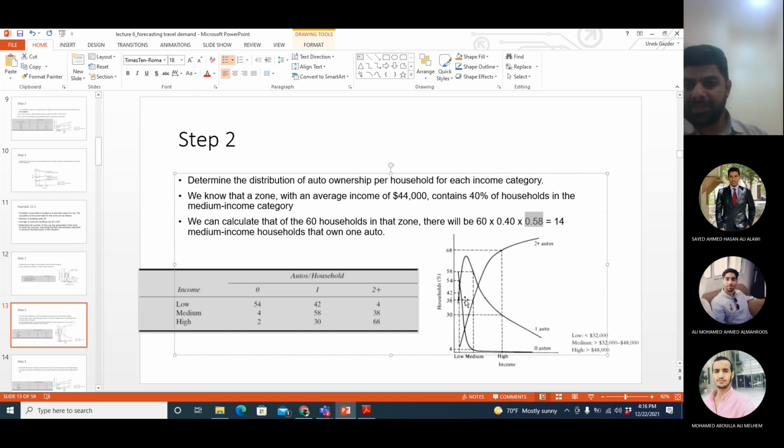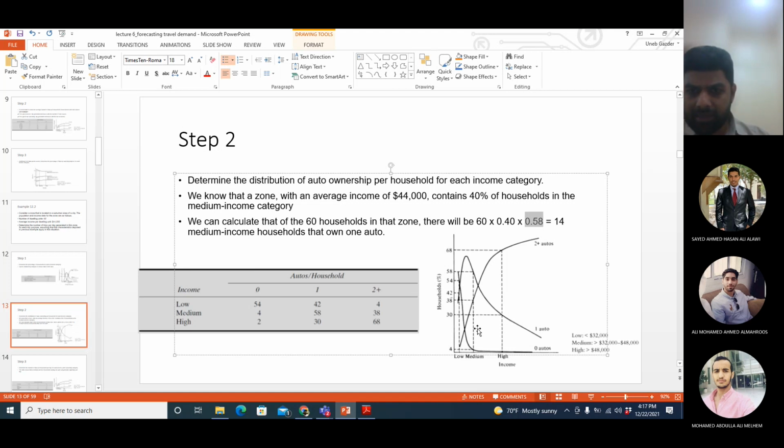Okay, and this is basically coming from the curves which we have plotted in the first example. So these curves are already plotted. For example, I go to the medium income line, and then I go to the 1 auto curve, and I find out the percentage. Similarly, I go to the low income line, and then I go to the 1 auto category and find out the percentage. The percentage is 54. So low, 54% is for 1 car, and medium 1 car is 58%.